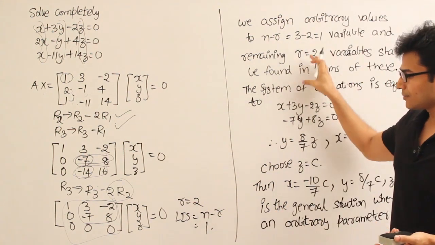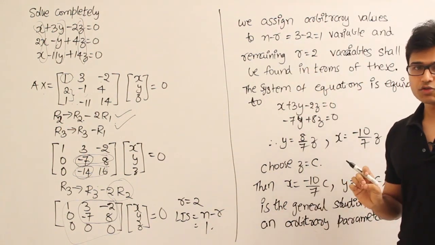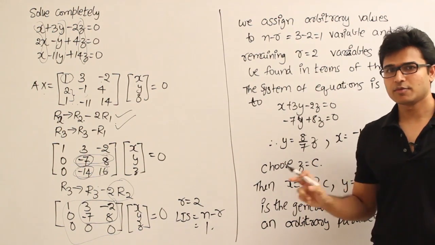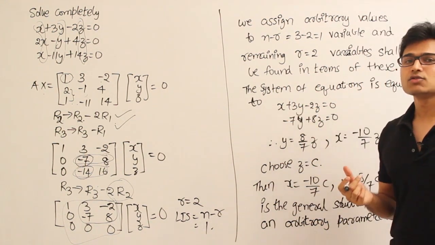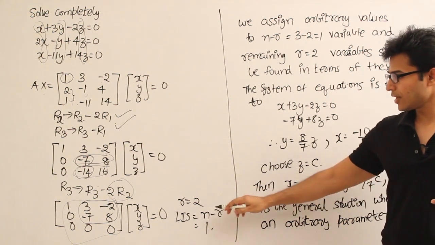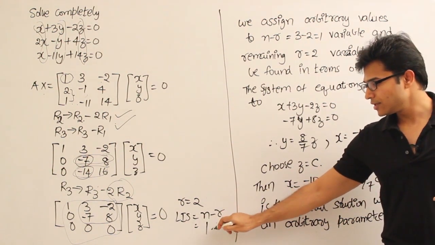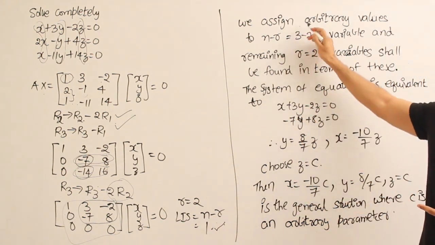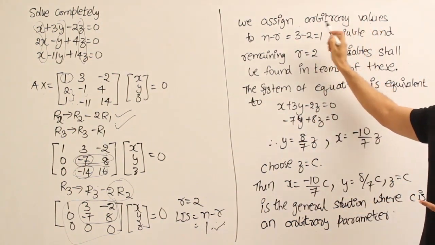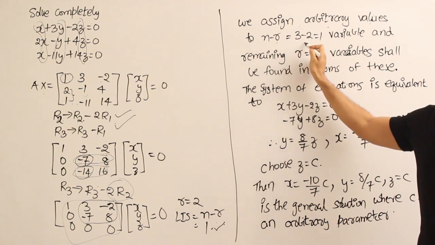I'll be writing some theory about it here, how to solve it. From the next example, I will not be doing it. So please pay attention here and please make a note of it. The theory is, after finding the number of linearly independent solutions, how to find them is, we have to assign arbitrary values to n minus r variables.